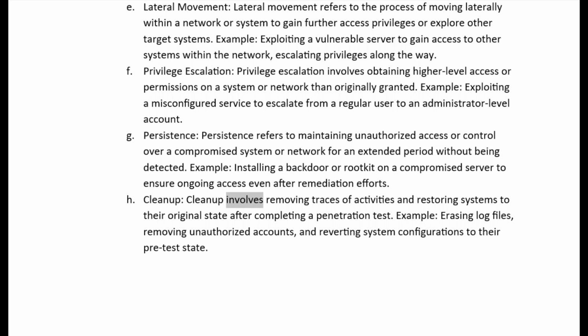Cleanup. Cleanup involves removing traces of activities and restoring systems to their original state after completing a penetration test. Example, erasing log files, removing unauthorized accounts, and reverting system configurations to their pre-test state.